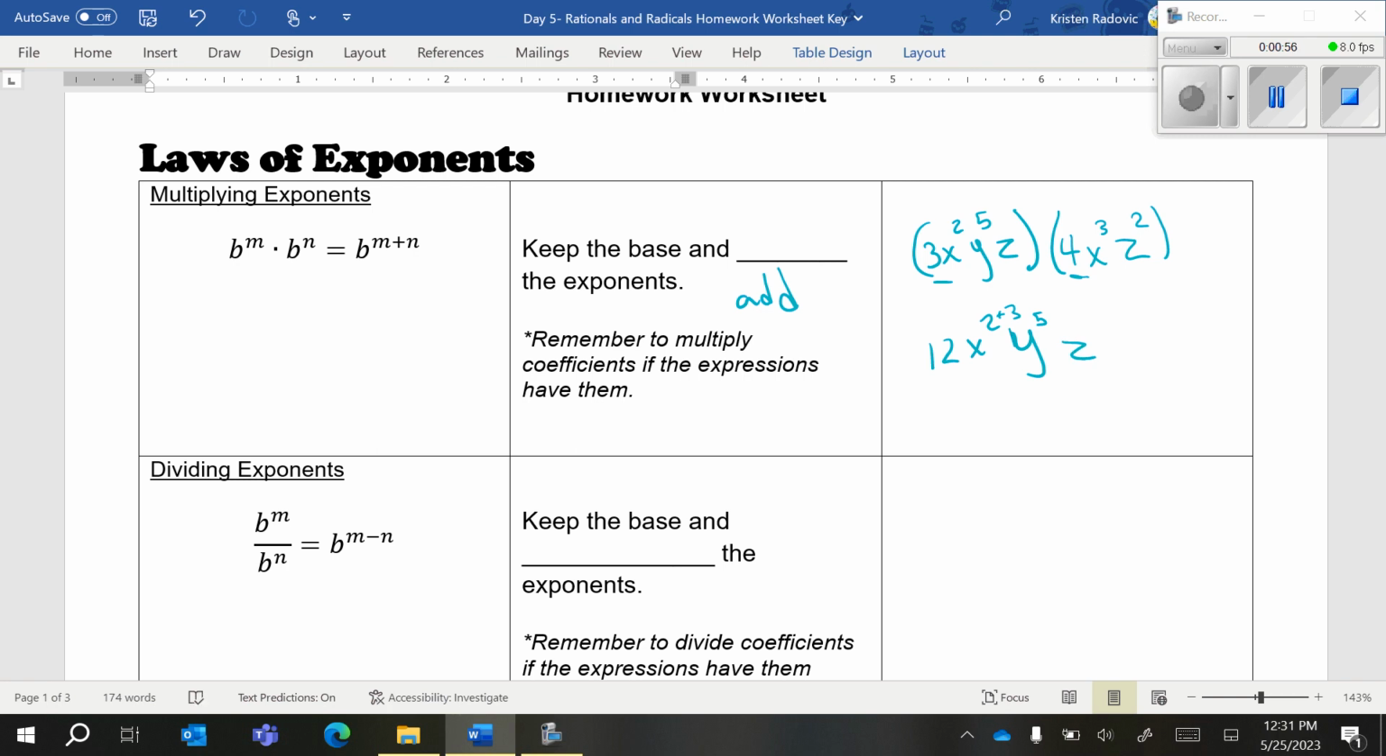You do need to know that when you don't see an exponent, there is a hidden 1 there. So this would be 1 plus 2, and we get 12 x to the 5th, y to the 5th, z to the 3rd. If you would like, you could write this as 12xy in parentheses 5 z cubed.